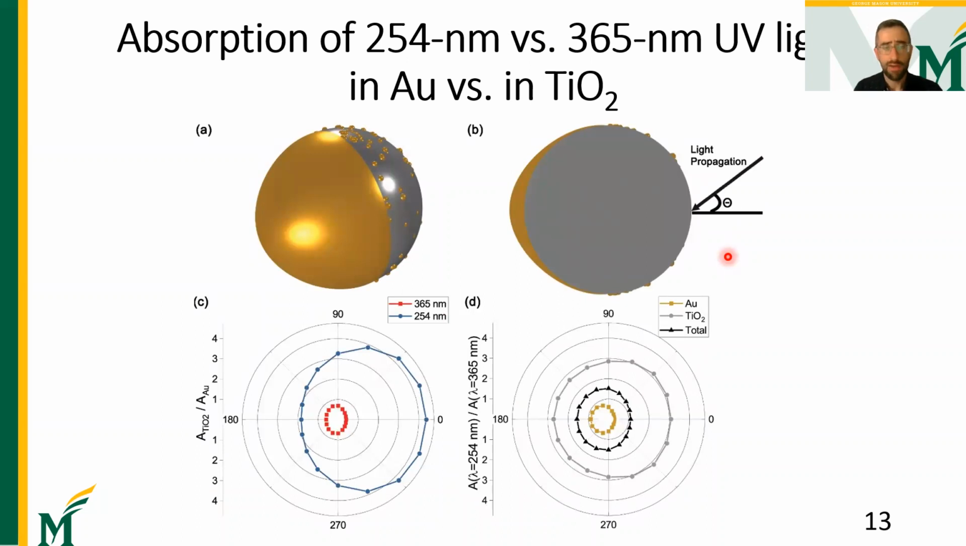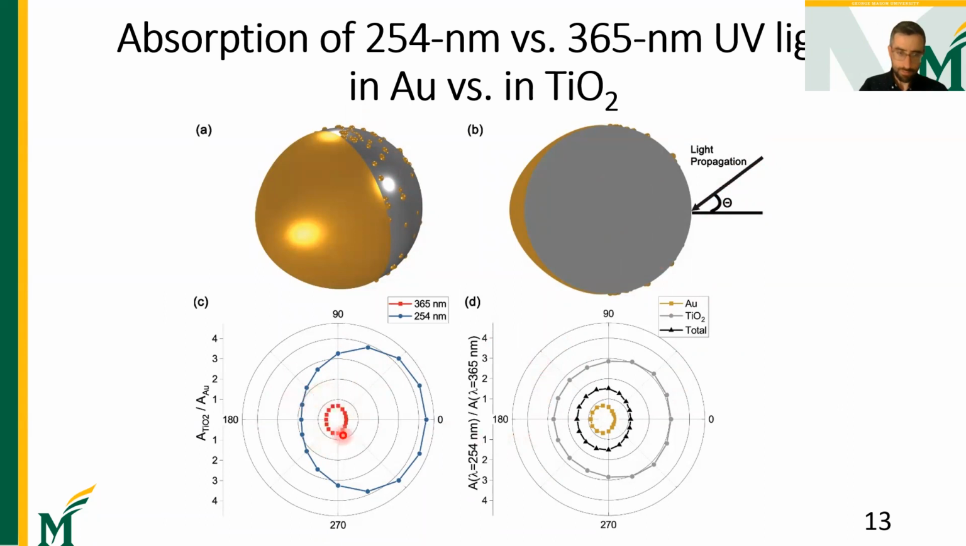So this was a finite element simulation in COMSOL Multiphysics, solving Maxwell's equations to determine the absorbed energy in each case and in each material. So we simulated a Janus particle. We also include a few islands of gold here on the TiO2 face. This simulates the small fragments of gold that you see on the TiO2 face as a natural result of sputter coating. And here we're plotting the absorbance as a function of theta, which is defined in panel B here.